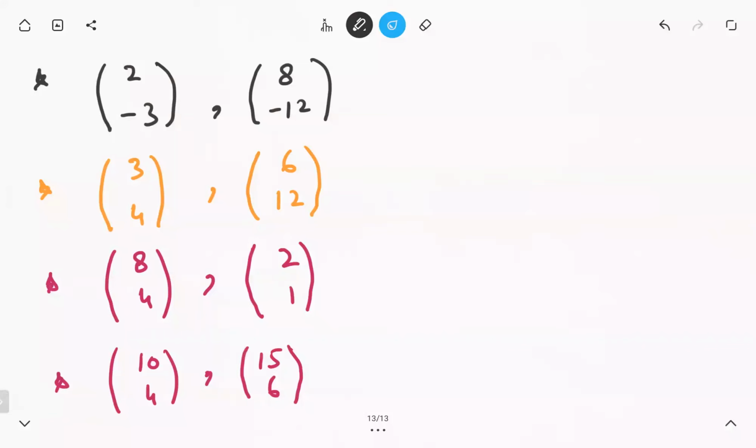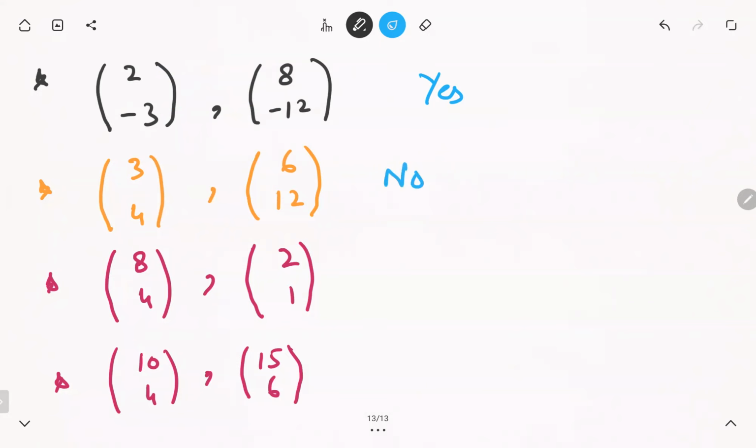So, what are the answers for first? Yes. The first one is yes, you are right, because 2 times 4 is 8 and minus 3 times 4 is minus 12. They have a constant ratio. So yes, the first one is yes. Second, no, 3 times 2 is 6. So 4 times 2 should be 8, but it's not 4 times 2, it's 4 times 3. So no, the answer for second is no, they are not parallel.